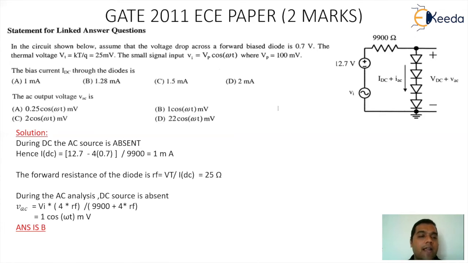So eventually when I get the value of VAC, it will be Vi into 4 times rf divided by the total resistance, that is 9900 plus 4 times rf. On solving and substituting the value of Vi, you will get the value as 1 cos of omega t in millivolt, because the input value Vi is given as 100 millivolt cos of omega t. So on substituting, you will get the answer in millivolt, and the answer is 1 cos of omega t millivolt. So the answer for the last part is option B.